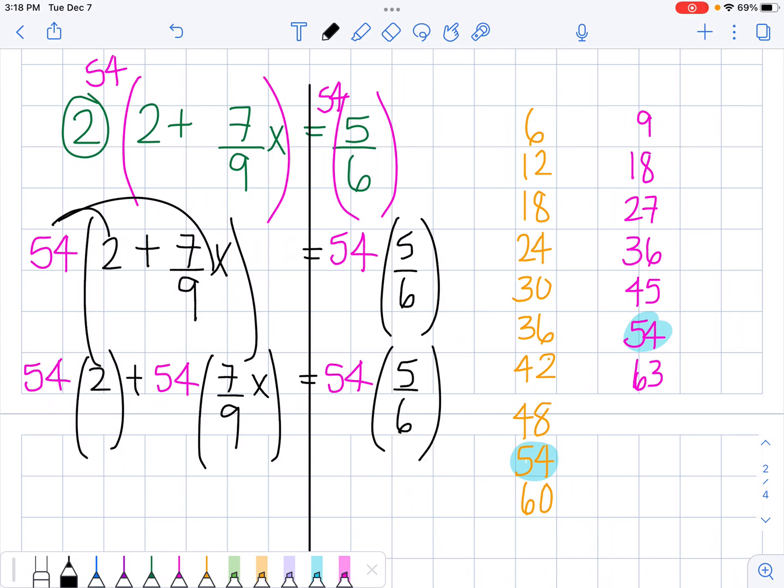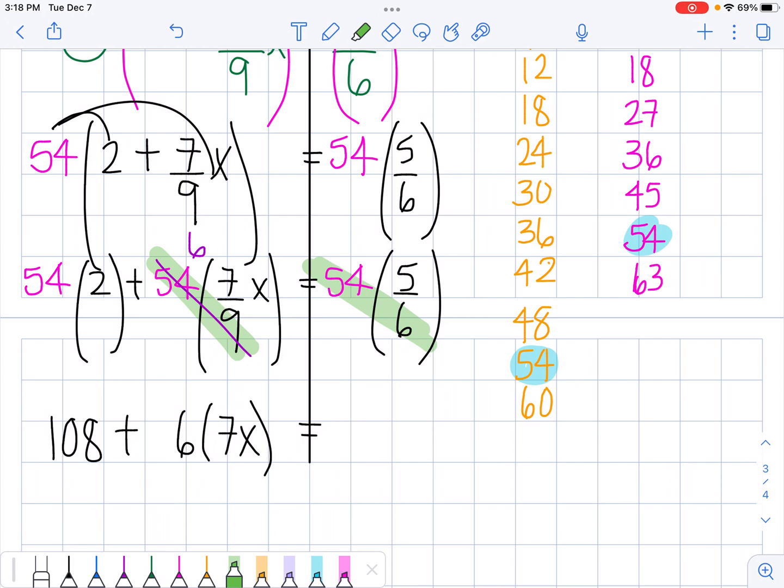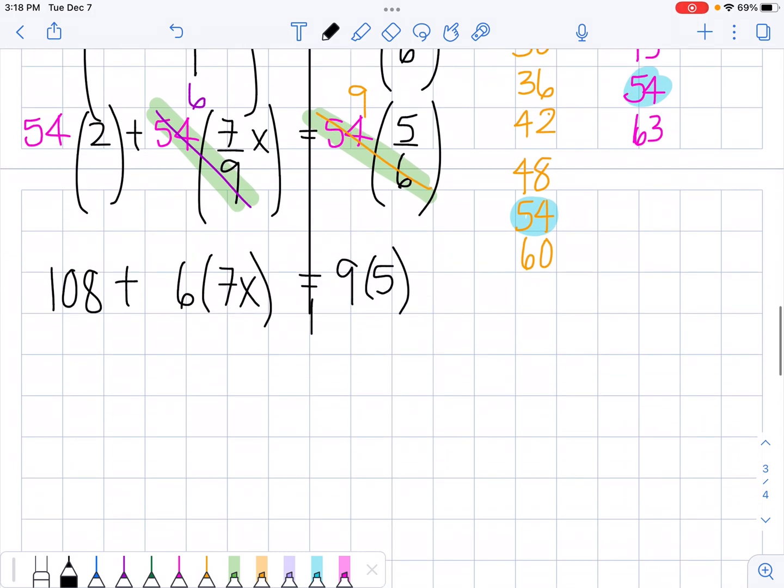Okay, now 54 times 2 is 108. Plus, remember, we chose 54 for a reason, because if I look here and here, 9 goes into 54 6 times. So this becomes plus 6 times 7x. And again, we chose 54 for a reason, because 6 goes into 54 9 times, equals 9 times 5. All right, now I'm going to solve. So I multiply this all out. I got 108 plus 42x is equal to 45.